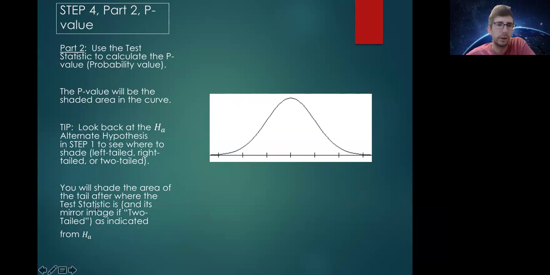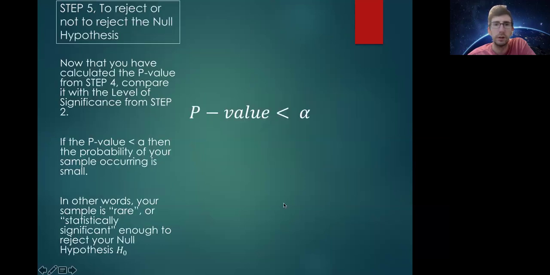You'll shade the area of the tail after where the test statistic is and its mirror image if two-tailed, right? So if you calculate a negative t statistic somewhere here to the left of your mean and it's two-tailed, you would take that area under the curve to the left for that negative value, take the mirror image, right? So it's positive value here, take the area under the curve to the right.